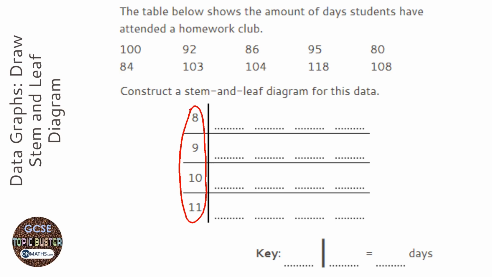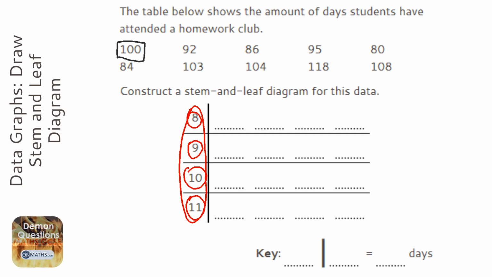So that 8 there stands for 80, 90, and then 100 and 110. So when we have this number here, this 100, it's 10 tens with 0 units. And we can cross that one out now. Now we've got to order them, so I'm going to pick the smallest number on this list, which is 80, and a 0 goes here to show that it's 8 tens, which the 8 here shows, and 0 units.